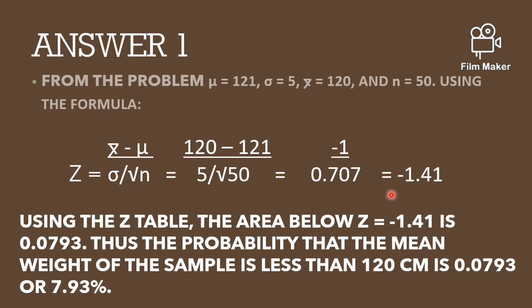So, paano natin siya i-drawing as a standard deviation? So, using the z table, alam naman natin na meron tayong z table, going to the left and going to the right. So, below, take note, the area below z equals negative 1.41 is 0.0793. Ito na yung value below. So, the probability that the mean of the sample is less than 120 is 0.0793 or 7.93%.